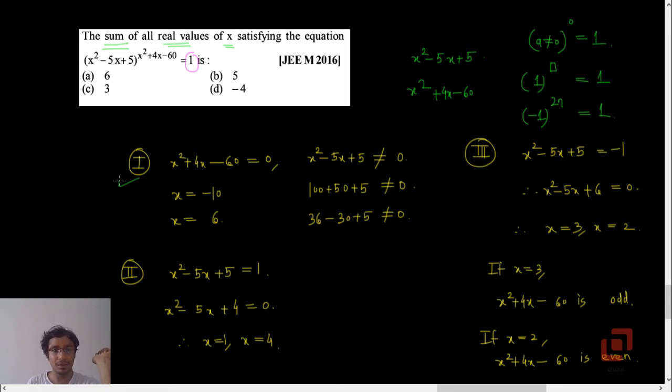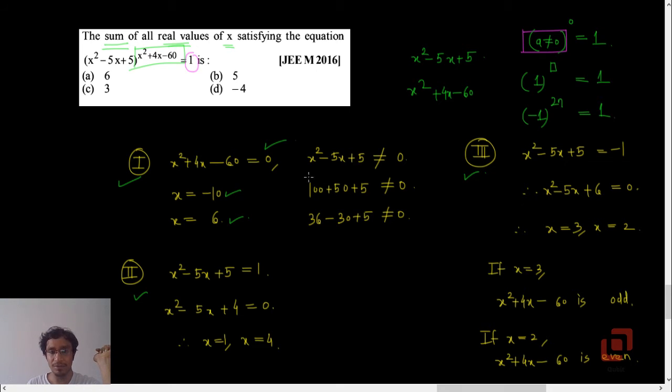Okay, so that's what I have done here. Possibility 1, possibility 2 and possibility 3. First, what I did is I went to the index or the exponent and I equated it to 0, which then gave me two values of x, basically the roots of the quadratic equation x squared plus 4x minus 60. You will find that the roots are minus 10 and 6. Now do not say that at minus 10 and 6 the expression is equal to 1. We should make sure that the base should not be equal to 0, otherwise 0 raised to 0 will be an indeterminate form. So I did that here.